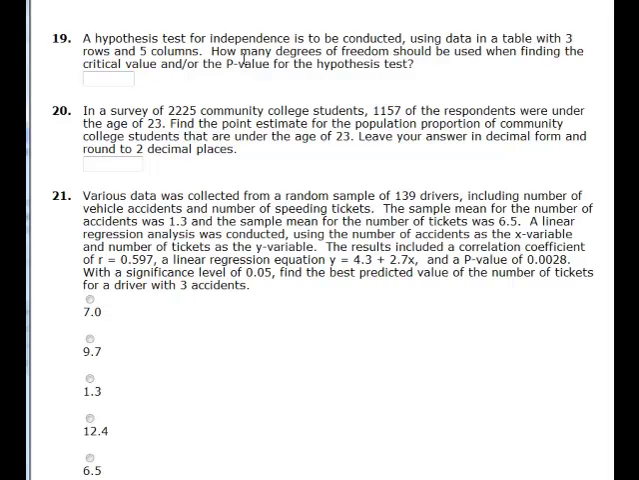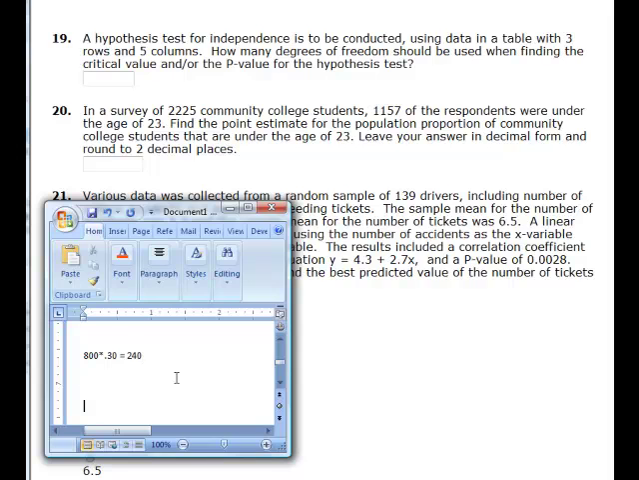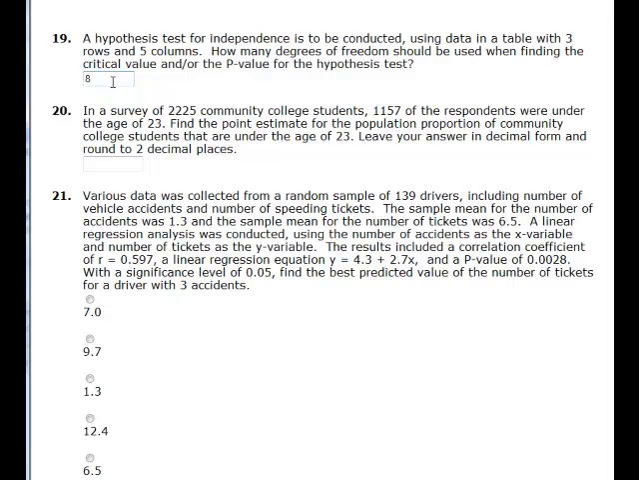Okay, number 19 is just a question about how many degrees of freedom, and this is in a test for independence. So remember, if you're doing a test of independence, then the degrees of freedom is the number of rows minus 1 times the number of columns minus 1. So in this one, since we have 3 rows, then we'd have 3 minus 1 and 5 columns, so we'd have 5 minus 1. So that's 2 times 4, which would give us 8. So our degrees of freedom here would just be 8.